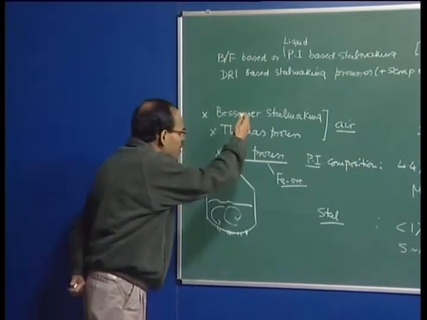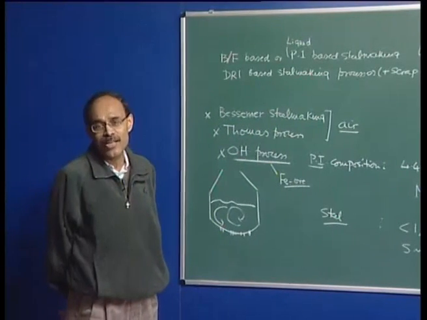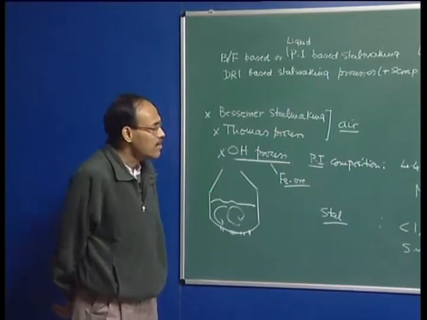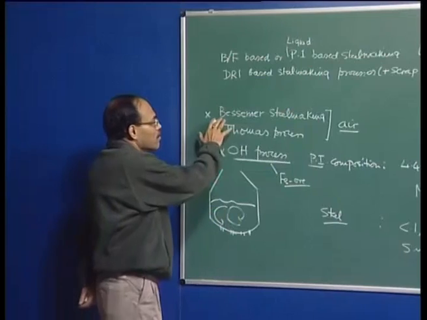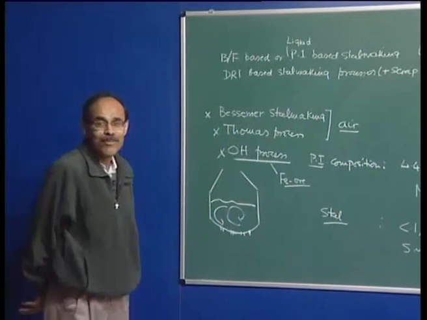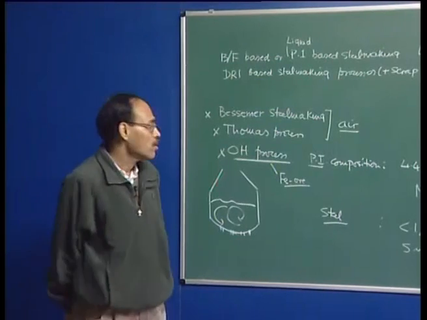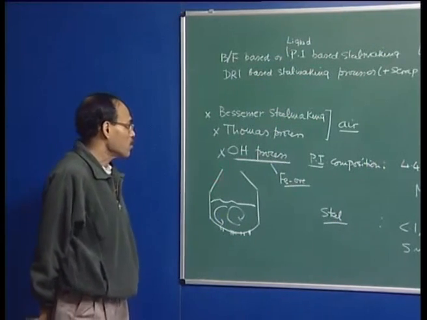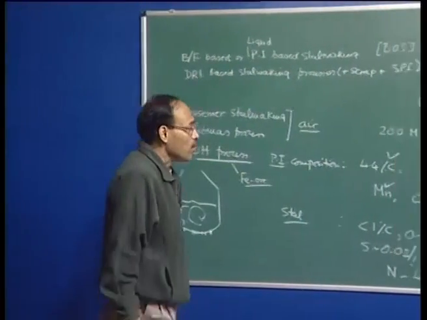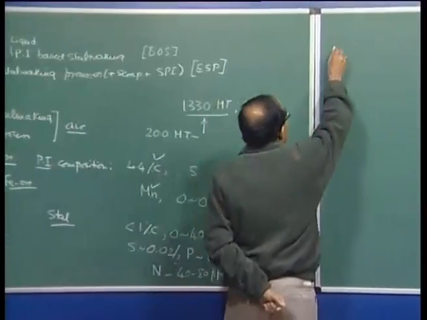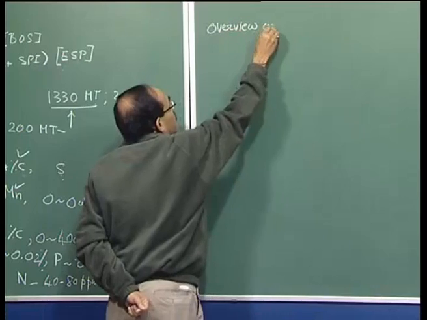So, these processes have many demerits with regard to present-day steel making technology, which is oxygen based. As we will see, as I give you an overview of oxygen steel making, you will be able to understand how these processes compare in productivity and in the wide range of quality that is today possible through oxygen steel making processes. Now, let me give you an overview of modern steel making.